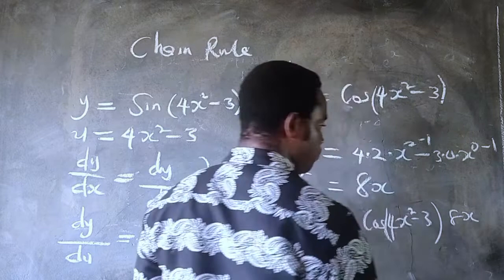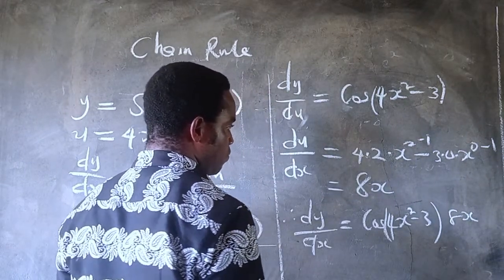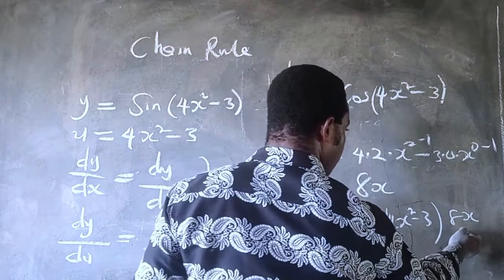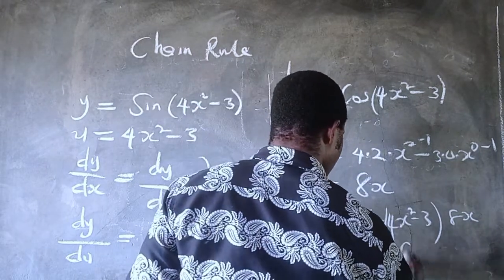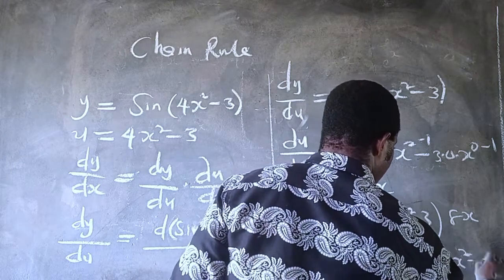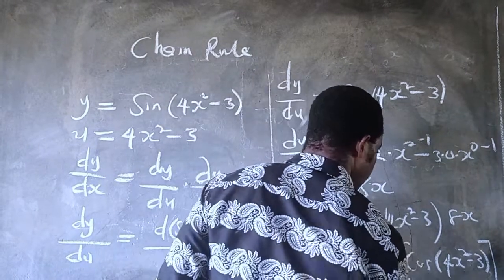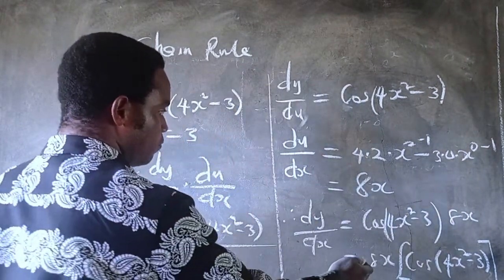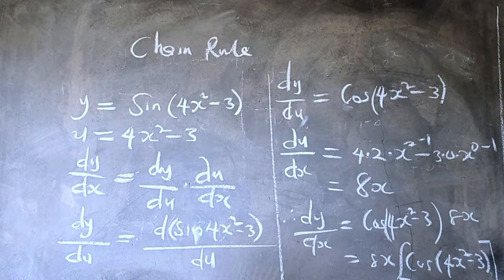We can leave this like this, but better still to avoid confusion, let us bring that 8x back here. So we have 8x into cos of 4x squared minus 3. And there we have it. That is the derivative of that function. So if you see a trigonometric function in this format, you should know that it is a chain rule type.